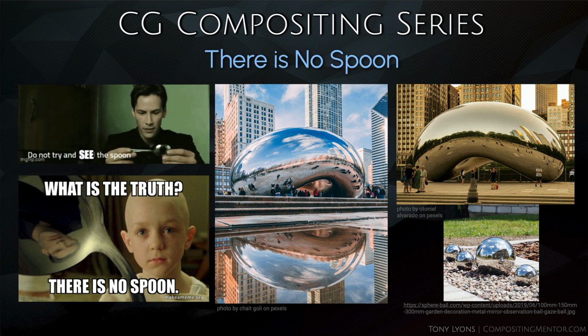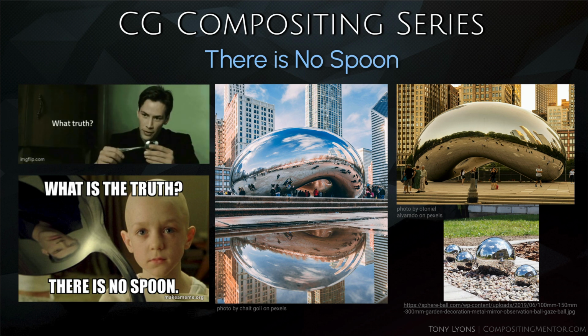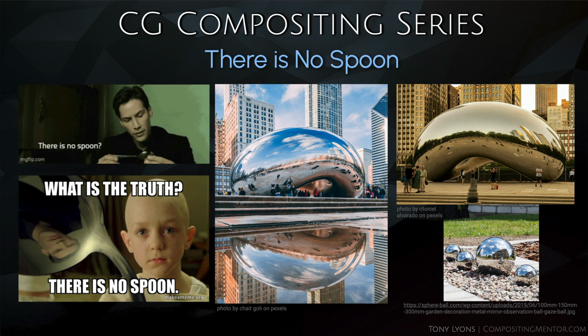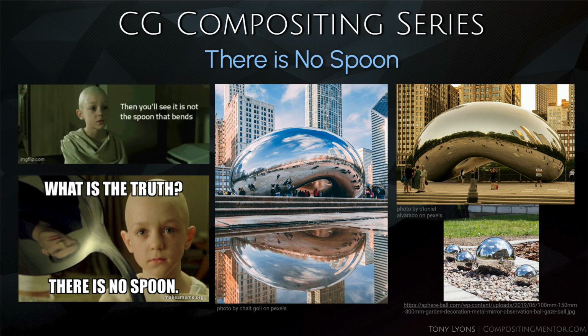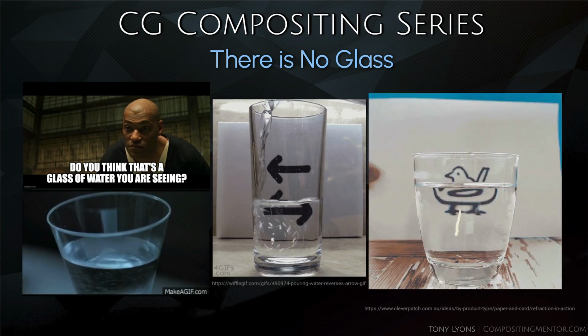So in a lot of ways, that scene from The Matrix where he says, you know, don't try to see the spoon, it's impossible because there is no spoon. It's kind of true in this situation. There is no spoon. There's just the distorted environment. And so I'm going one step further in saying there is no glass either.